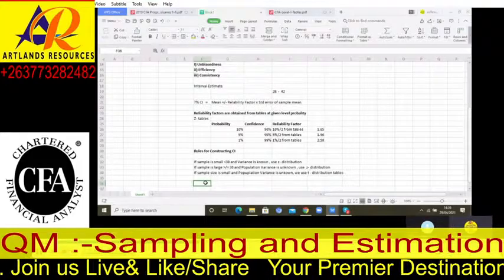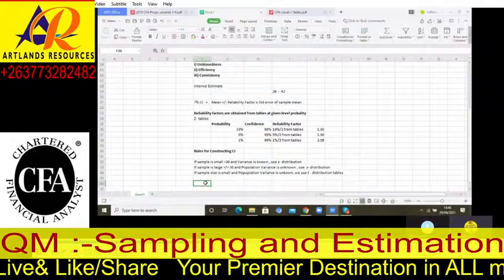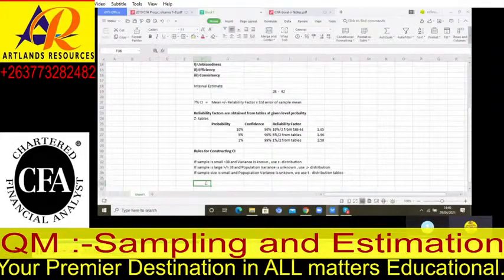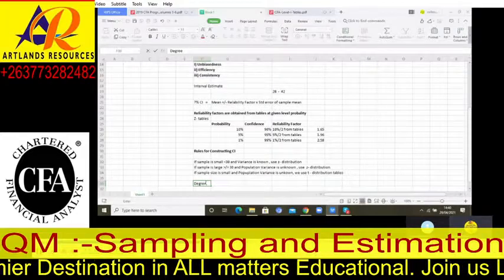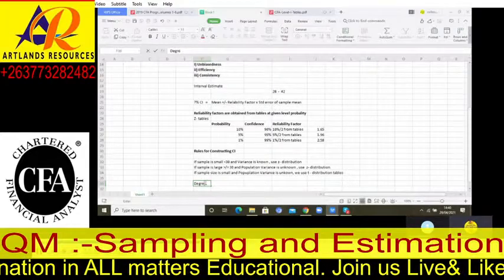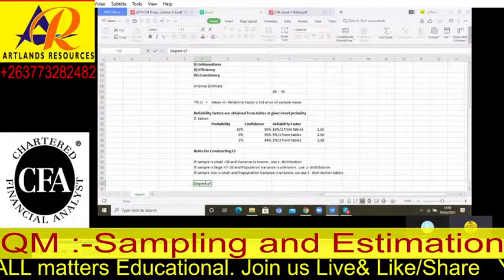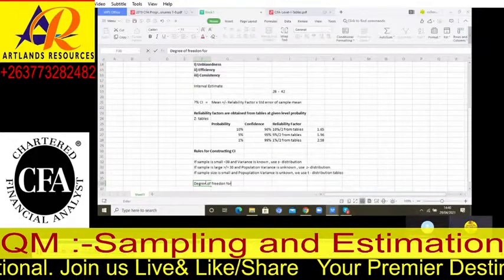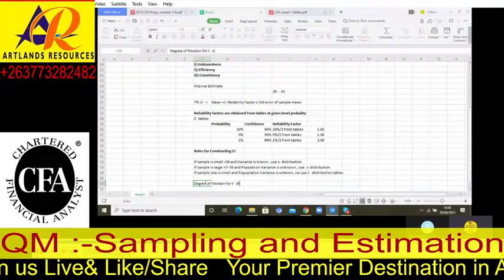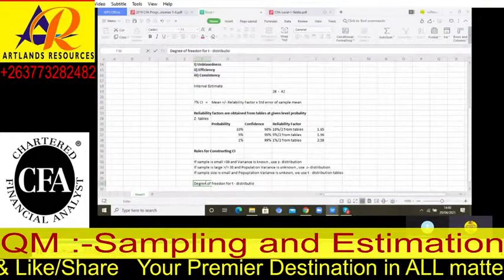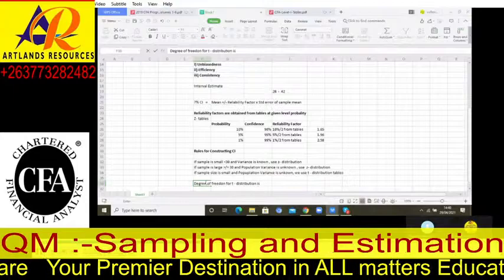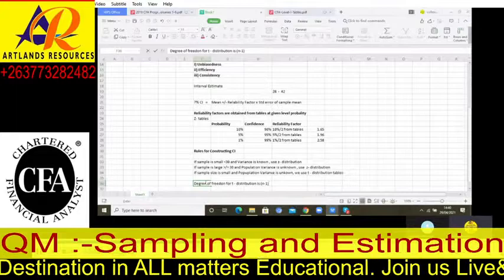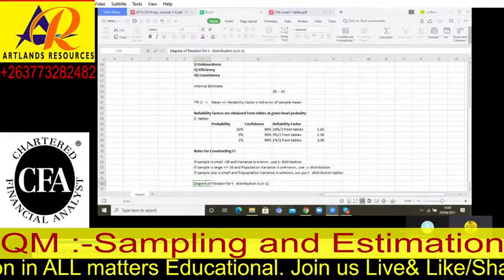Now, for T distribution, we use what is called degrees of freedom. And degrees of freedom for T distribution is n minus 1. That's degrees of freedom.